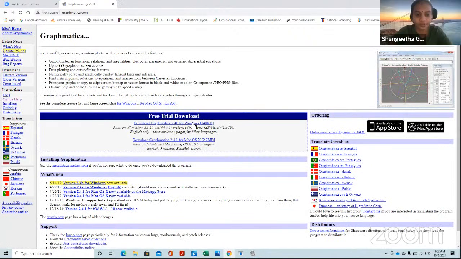Yes, free download. You can download from here. Okay, graphmatica.com, and you can click here and you can download very fast. The download is very fast, and you can use it for other than this as well. So it's good to keep in your computer.